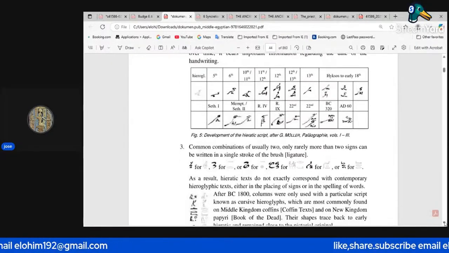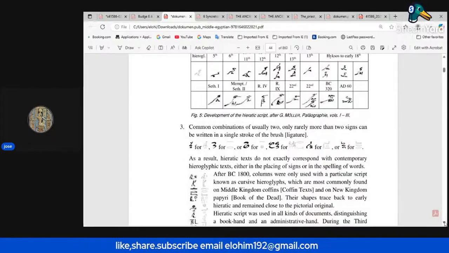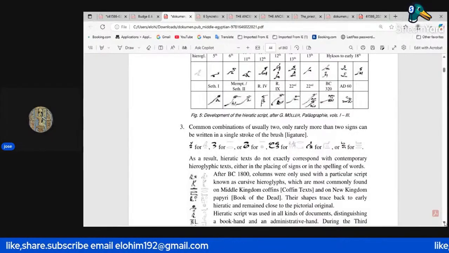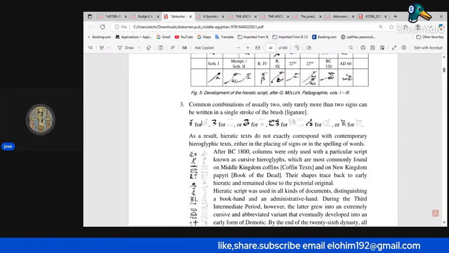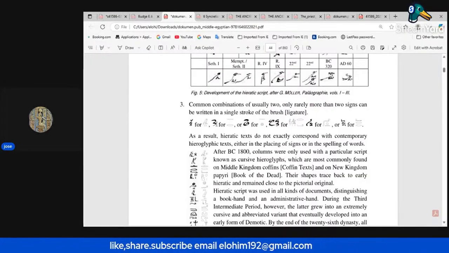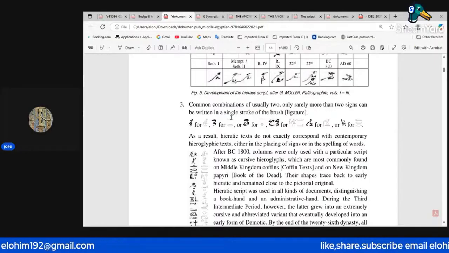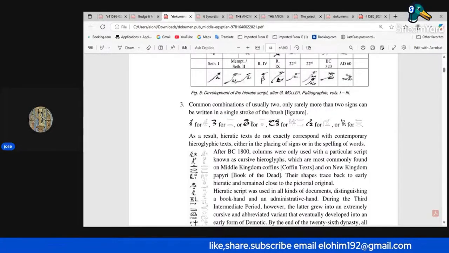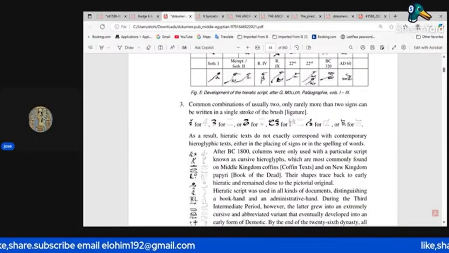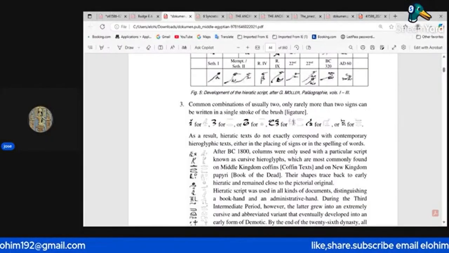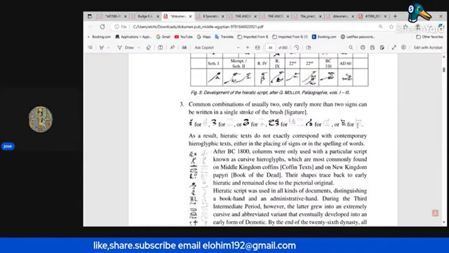Common combinations of usually two, only really more than two signs can be written in a single stroke of the brush. Ligature. So this is Emmy. This is for ner or for hot. For, I'm not sure what that says. For Jedit and for, I'm not sure what that says.